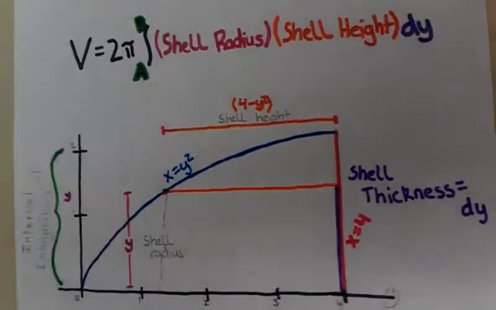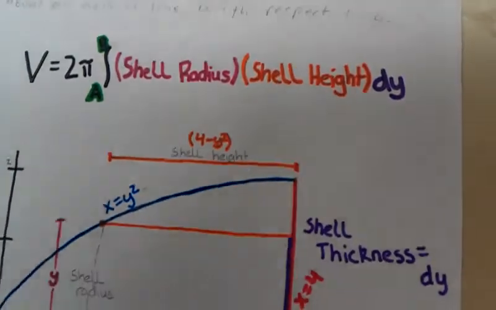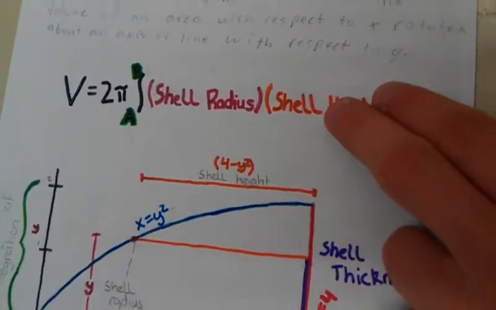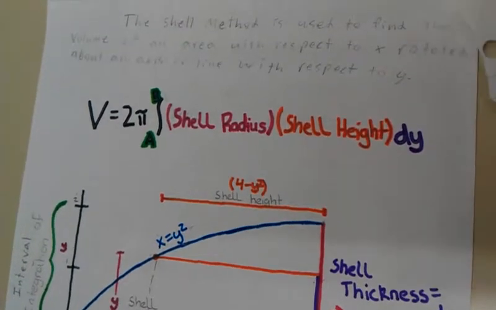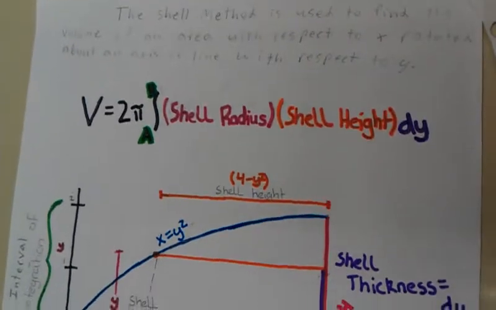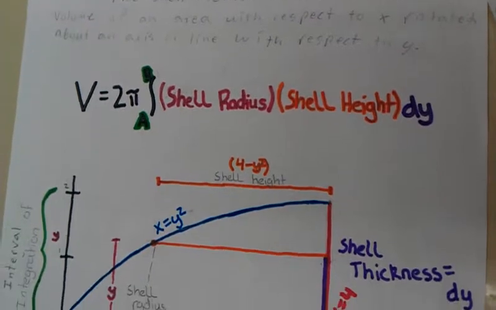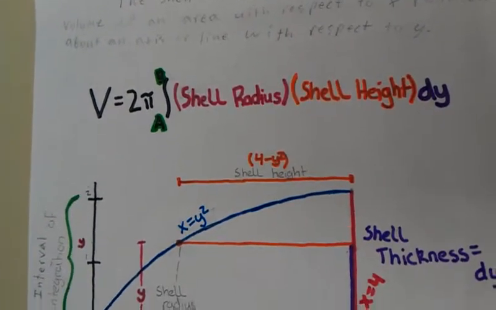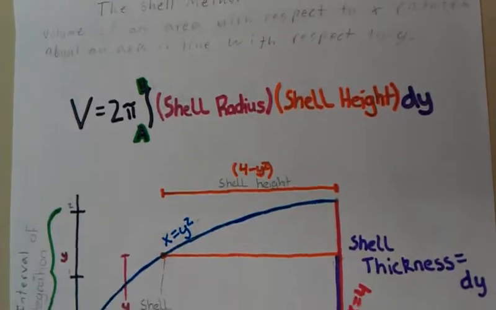Could you tell us about the shell height? Yes. So you see the next point in the graph, in the interval that we're looking for, is the shell height right here. The shell height is the equation that shows the distance from the y-axis or line of rotation. So it's basically the height of our shell.